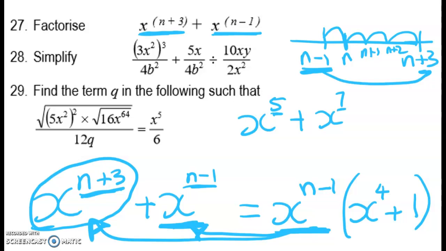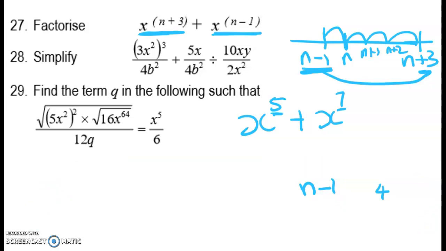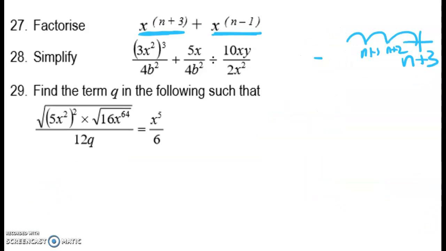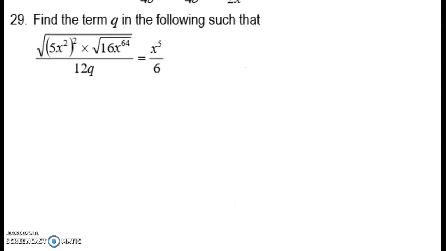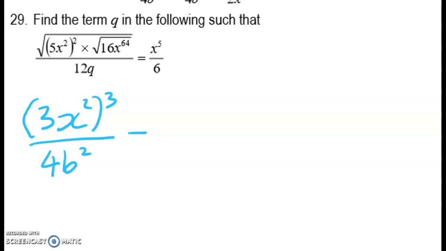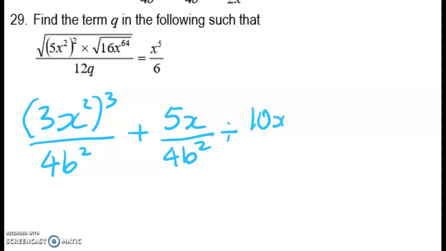Let's have a look at the second one. So the second question, number 28, is conceptually, I think, pretty straightforward. It's just you've got to do a bit of work and remember how we work with fractions as well as how we work with BEDMAS. So I'm going to start by copying the question out down here. I've got 3x squared cubed over 4b squared plus 5x over 4b squared divided by 10xy over 2x squared.